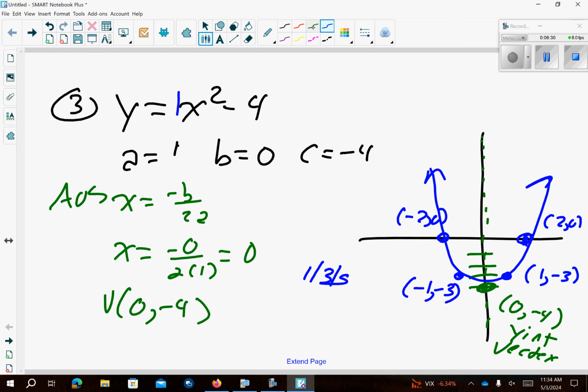And it wants our roots. Our roots are the same thing. So this is a root. It's also the x-intercept. So root, x-intercept means the same thing.